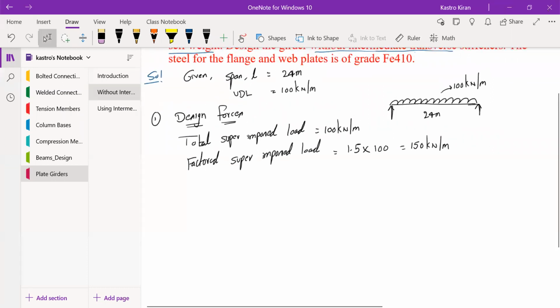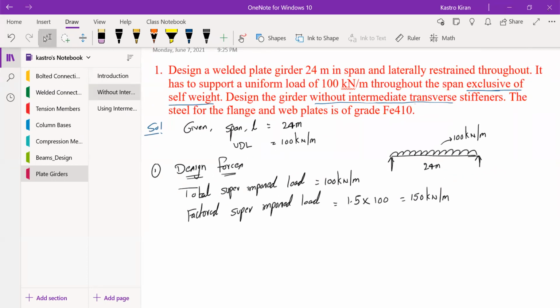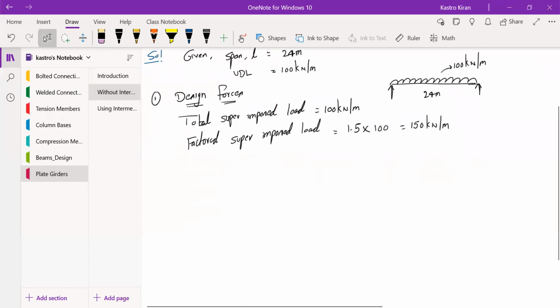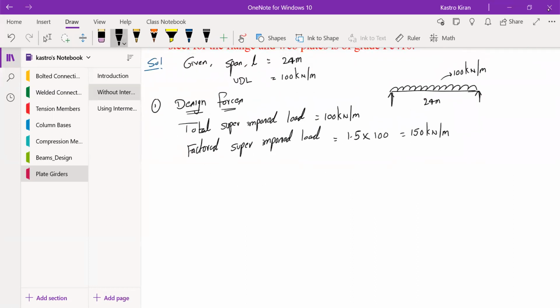Now here, since they have said this load is exclusive of self weight, you have to calculate the self weight of the plate girder. You have a fixed formula to find the self weight of a plate girder, that equals capital W into length divided by 400. Capital W into L by 400, that is WL by 400.